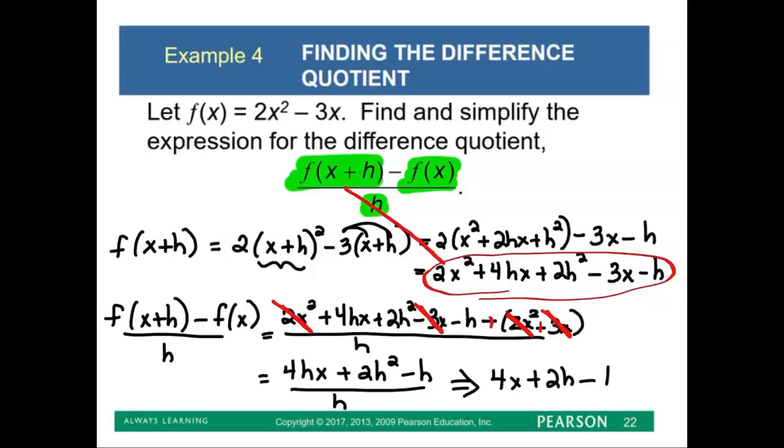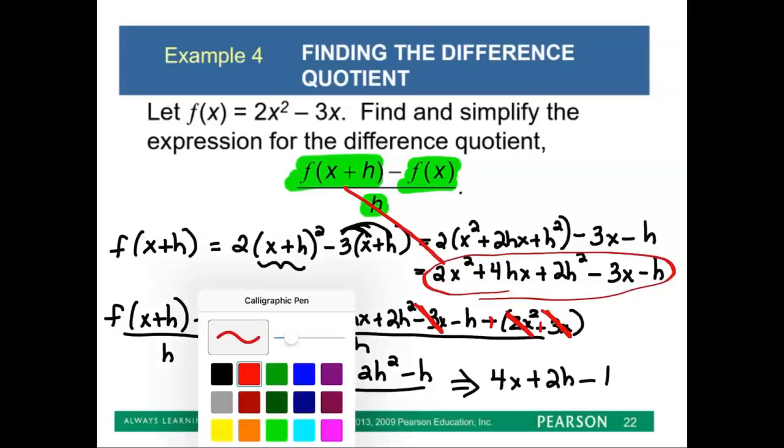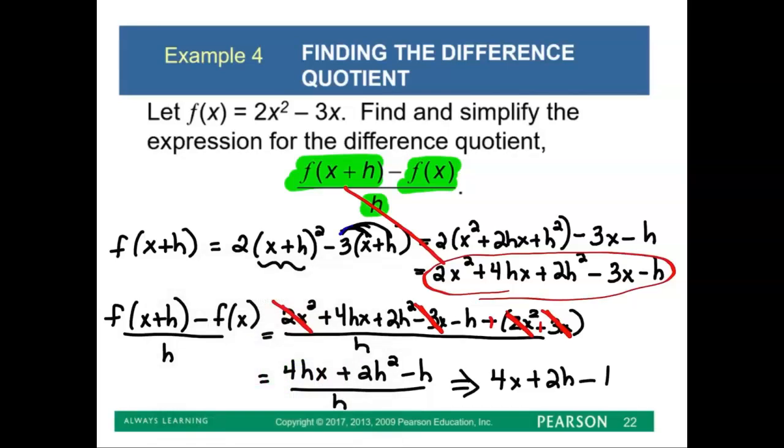Okay, and then looking back here, I see that I left off a 3, right, when I distributed. Let's go back and take a look at that and make sure that we fix that. So here when we distribute, there should have been a 3 on there, right? So minus 3h minus 3. There we go. Now we got the right answer.